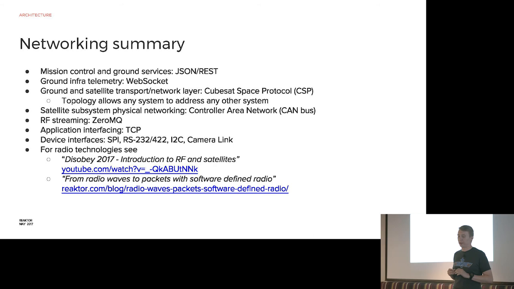So for device-to-device communication, there are a lot of SPI used, some serial communication, I2C and then camera link for fast camera data transfer.